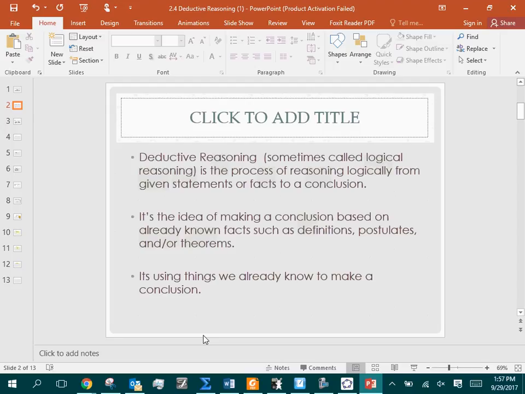Deductive reasoning is the process of reasoning logically from given statements or facts to a conclusion. Okay. Can I simplify it? That's what those next two bullets say. Deductive reasoning is making a conclusion based on already known facts. And those facts are going to be definitions, postulates, and theorems.